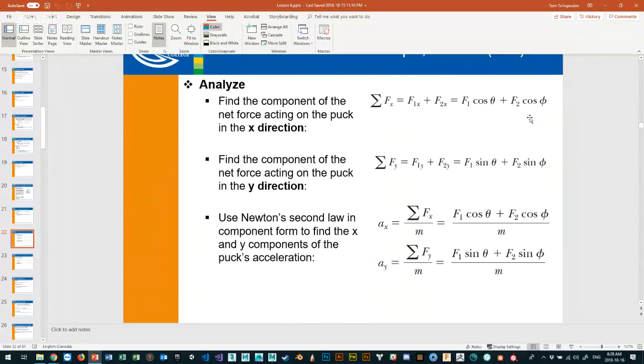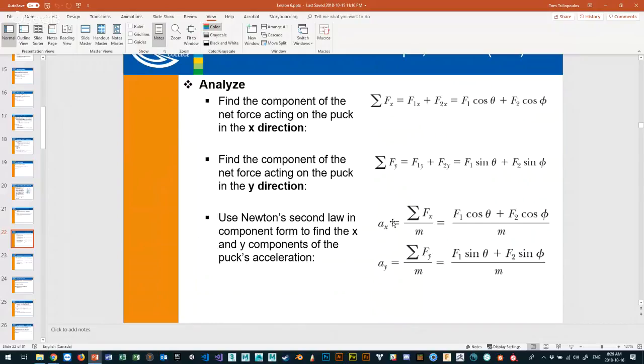we have this resultant force, these formulas here. So the sum of all forces across the x-axis would be F1 cos theta plus F2 cos phi, and the sum of all forces across the y-axis is equal to F1 sine theta plus F2 sine phi. Notice that sine is associated with y and cos is still associated with x, right?